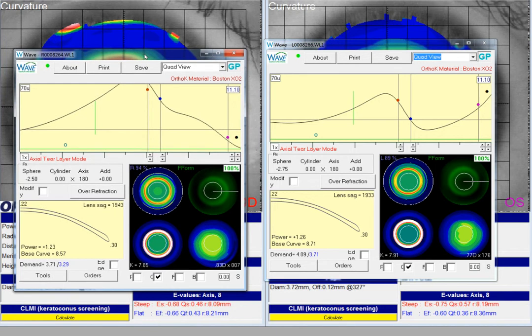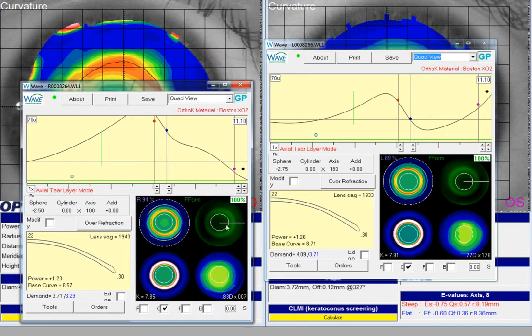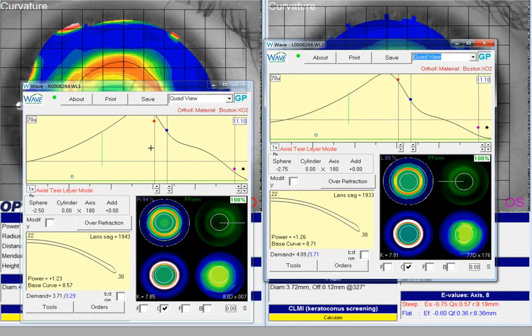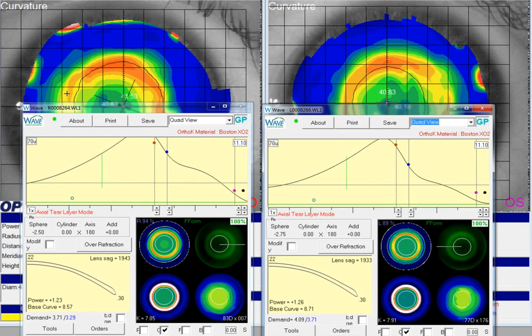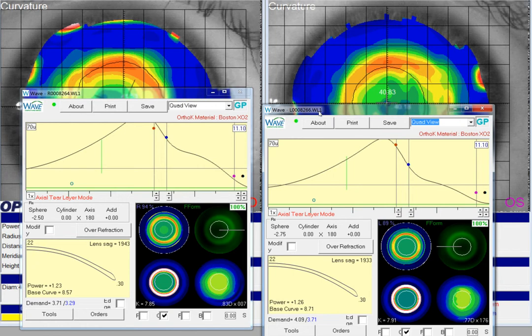Interestingly enough, WAVE predicts that it's the nasal aspect of each lens where we really don't get any seal at the back edge of the reverse curve, but the topography tells us the opposite, that it's the temporal side that is not sealing off very well. So there are some things I think we just don't know.